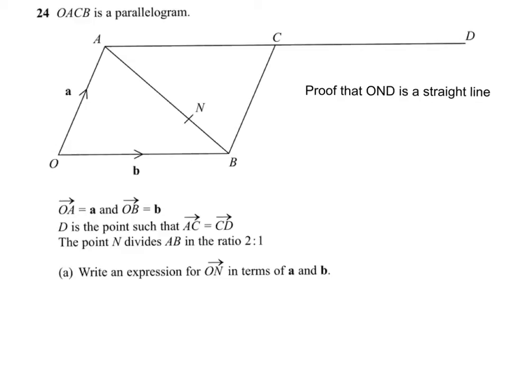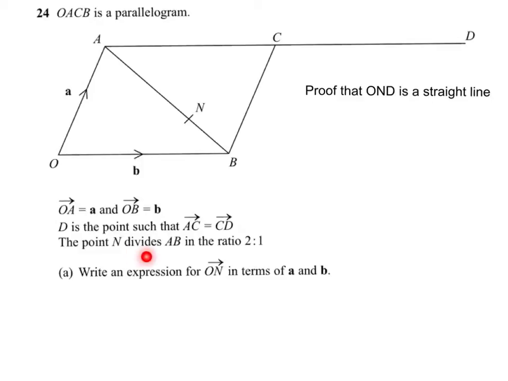Question 24. OACB is a parallelogram. We're given some information about this parallelogram. We're told that OA can be expressed by vector a, OB by vector b. We're told D is the point such that AC is exactly the same as CD. That's the vector AC is the same as CD.